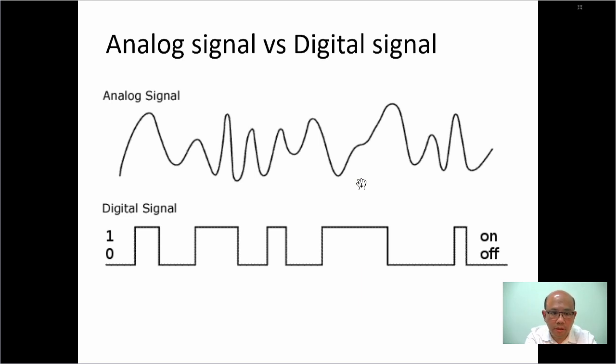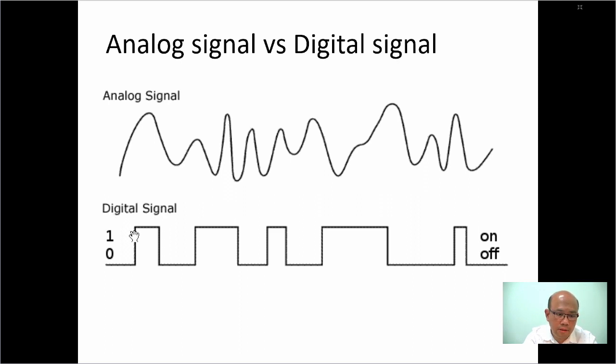In these pictures, we have two signals. On the top, this is an analog signal. The analog signal is changing continuously, like a floating point value increasing from zero until the maximum value. But the difference is the digital signal.